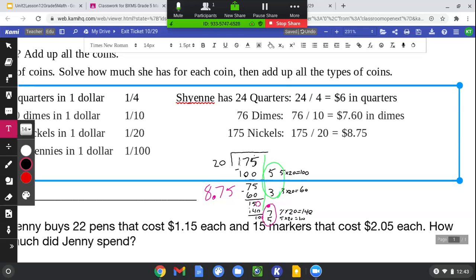And again, you do not have to do this form of division. You can do multiplying up. You can do any type of way of division that makes you comfortable. Just show your work. That's the most important part.